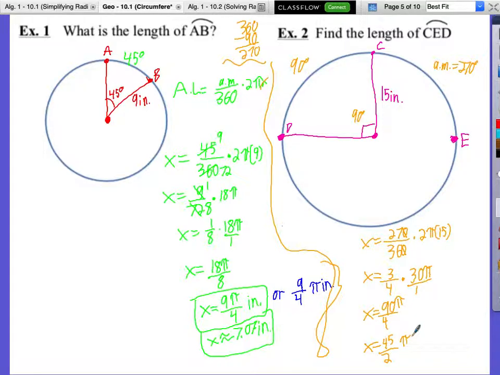Can we reduce that anymore? No, we cannot. So it's 45 pi over 2 inches. That's our arc length. And we could figure out the approximate as well. So this would be our exact. And to figure out our approximate, do we really have to do that much?